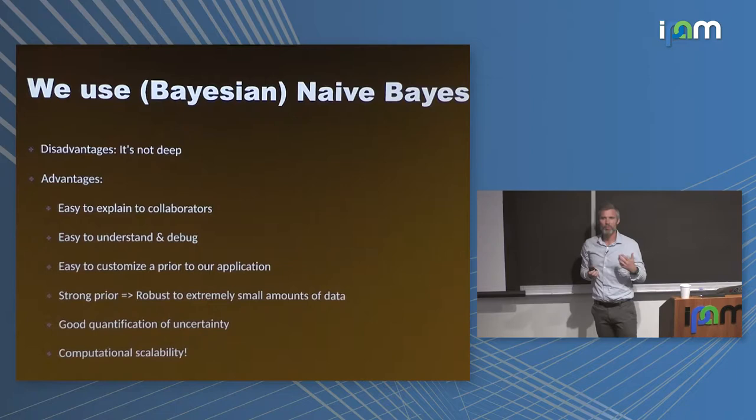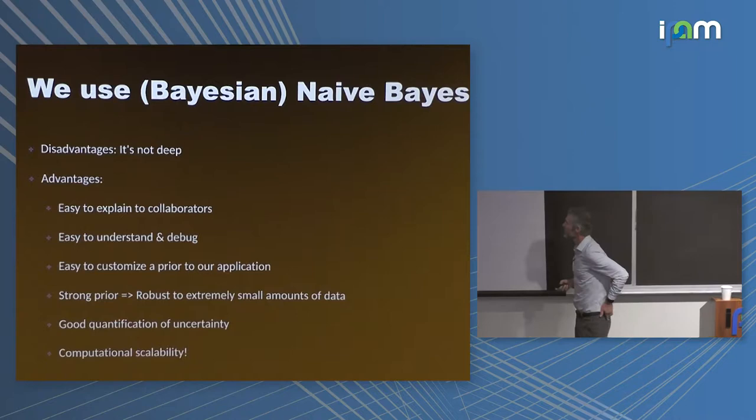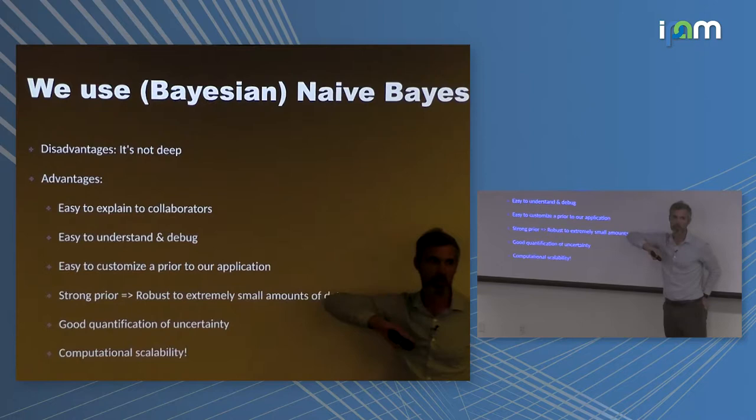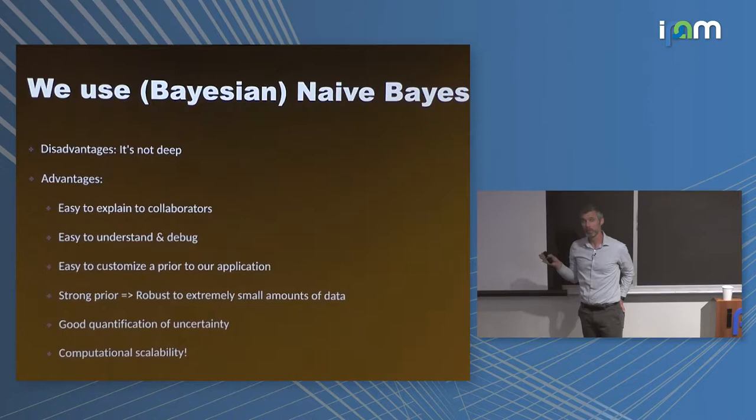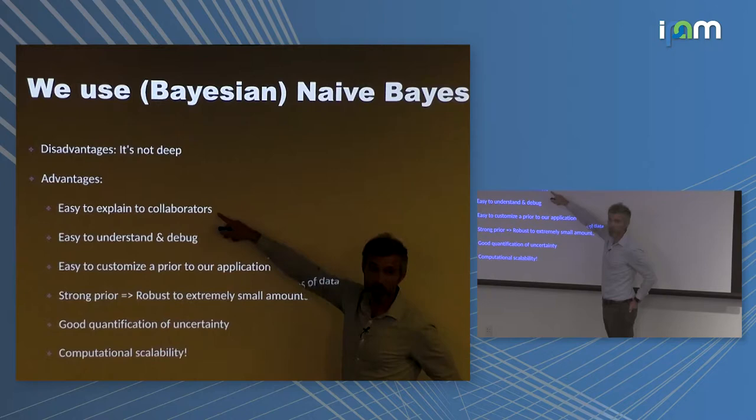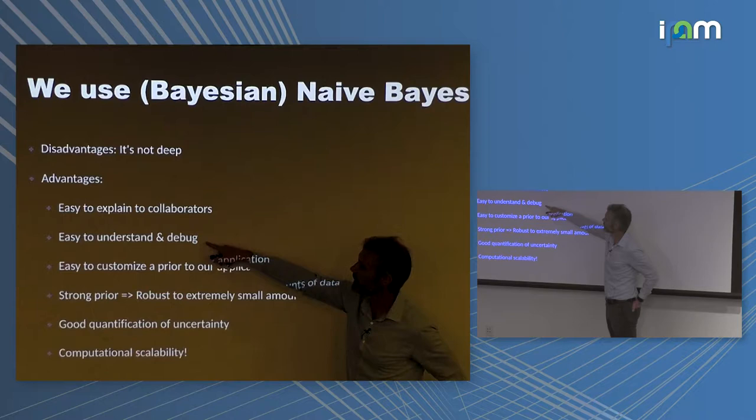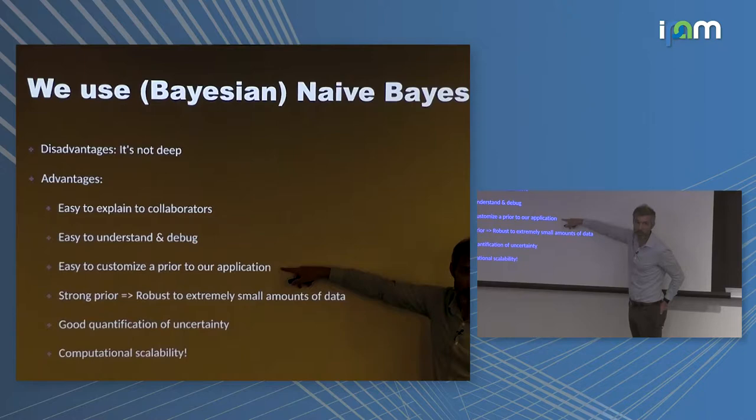So the disadvantage is it's not a fancy deep learning model. And perhaps because of that, the predictive accuracy that we're getting from it could be improved by doing something more sophisticated. Advantages are that it's easy to explain to my collaborators that don't have a background in machine learning. It's easy to understand what it's doing and fix it if the thing it's doing isn't what you want. It's easy to customize to our application to add a prior. I'll talk about that in a moment.